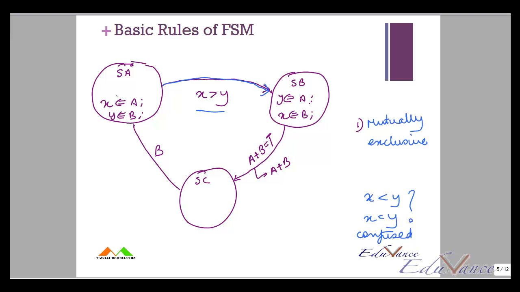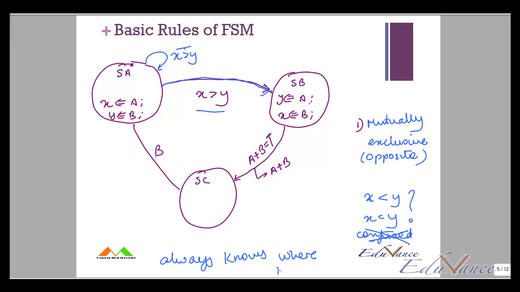So I have to specify conditions that if x greater than y bar, which is opposite of x greater than y, then my state machine must come back to state A, which means that the conditions that are coming out of a state must be mutually exclusive, or in simple terms they must be opposite, so that my state machine is not confused.